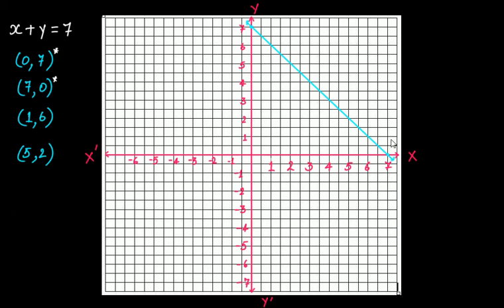Now let's take these other two points. (1, 6) means x is 1 and y is 6. So (1, 6) is on this straight line. Then (5, 2), so 5 and 2. This point is again on this line. So you can clearly see that all four solutions of this linear equation in two variables are lying on this line.